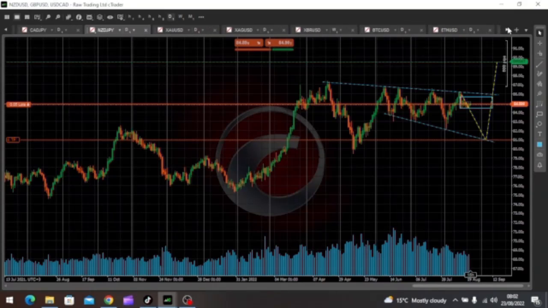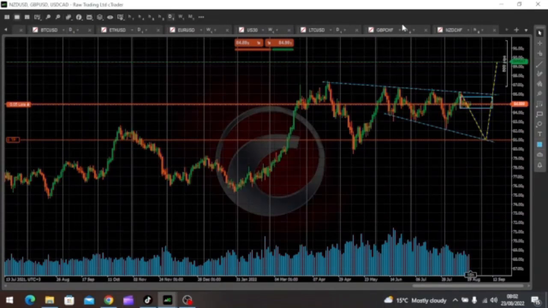Other than that, let me go quickly through the few setups that I've seen. I cannot go through every pair. I'm just going through the specific setups. If you have any question, you can ask me on any other pairs, but for now, I'm just going through the specific setups that we see have a high probability of trades.